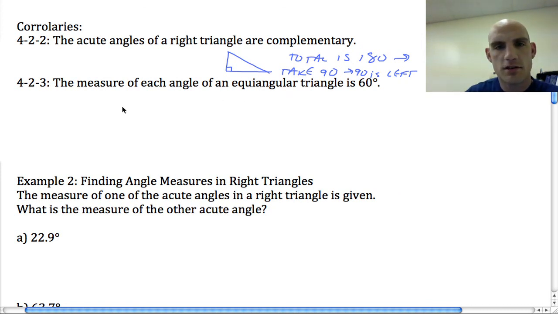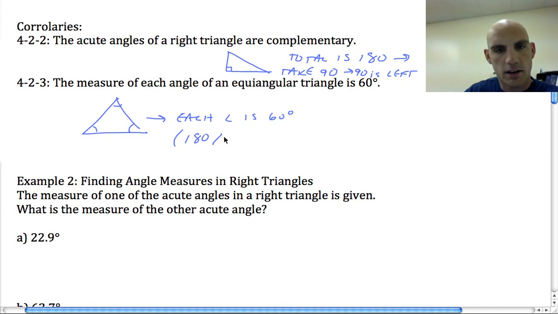The measure of each angle of an equiangular triangle is 60. So if I have a triangle here, each angle is 60 because 180 divided into 3 pieces is equal to 60. Okay, so these things actually make a lot of sense.